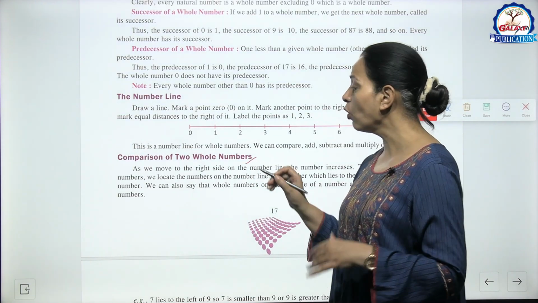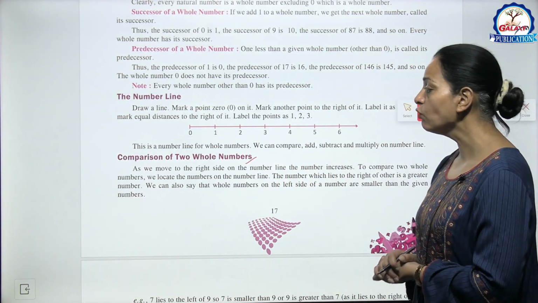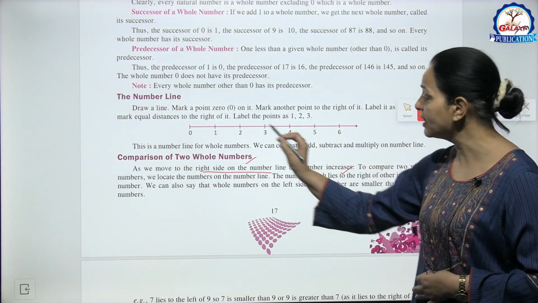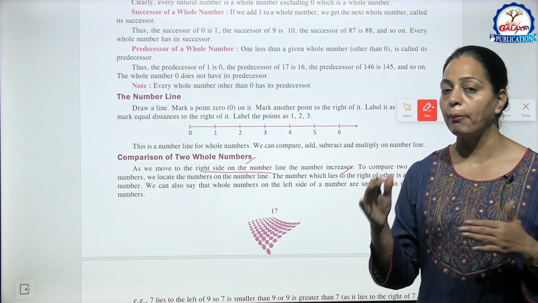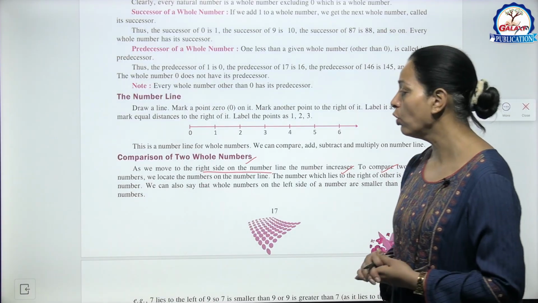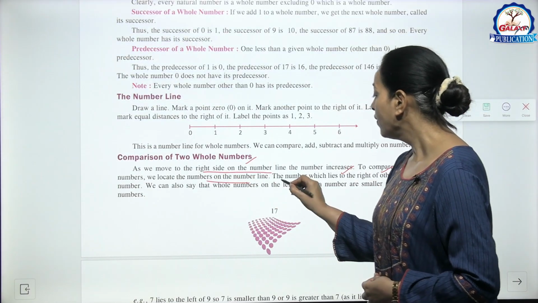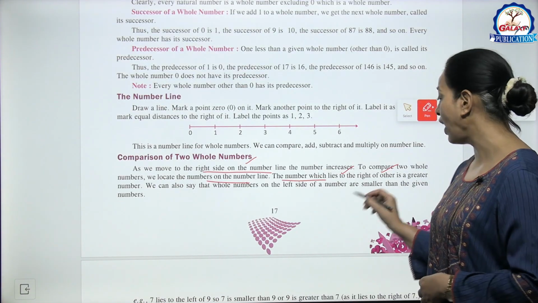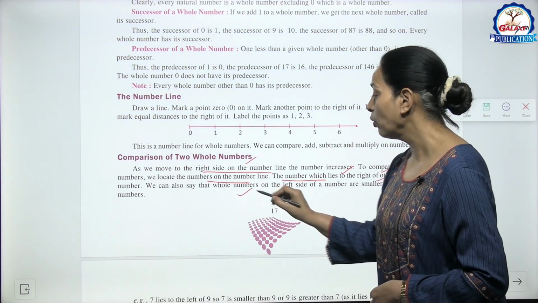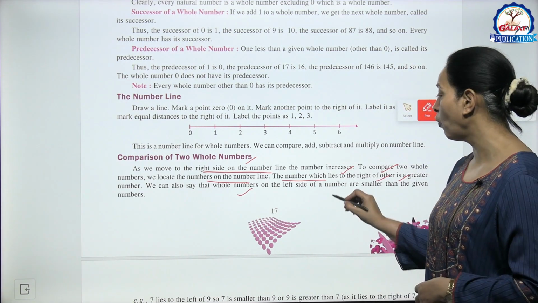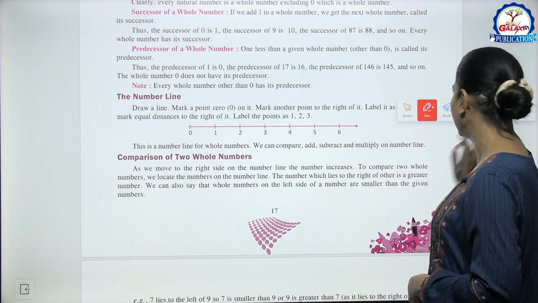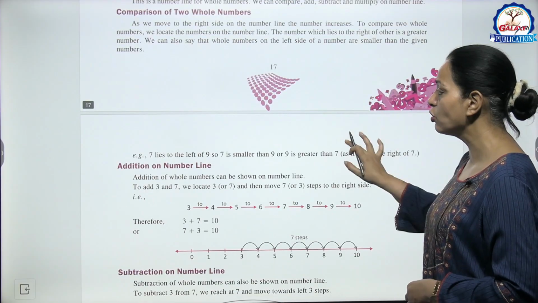Next, comparison of two whole numbers. As we move to the right side on the number line, the number increases. So, to compare two whole numbers, we locate the numbers on the number line. The number which lies to the right of the other is the greater number. We can also say that whole numbers on the left side of a number are smaller than the given number, right? I hope this is clear to you.